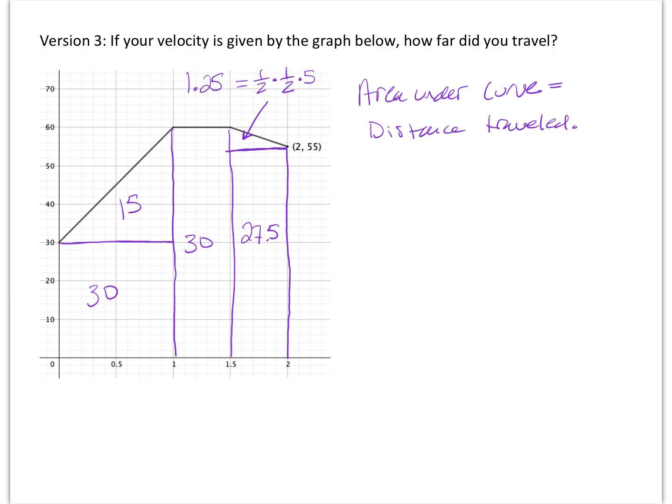Okay, so my total distance traveled is going to be 15 plus 30 plus 30 plus 27.5 plus 1.25, and that comes out to 103.75 miles.